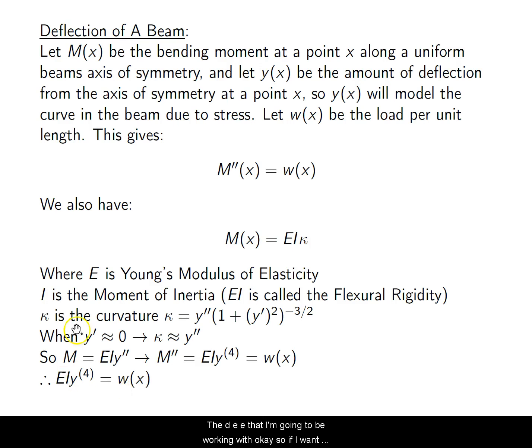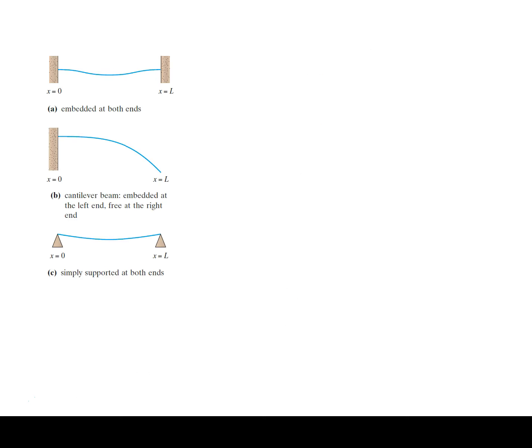Okay, so if I want to talk about the deflection of a beam, I have my flexural rigidity, I have my load per unit, and then I'm trying to solve for my y function, which basically tells me the curvature away from the axis of symmetry due to the stress of this load. And again, that should be proportional to basically the structural integrity, the flexural rigidity of my object. Okay, so that's the first equation that we're working with.